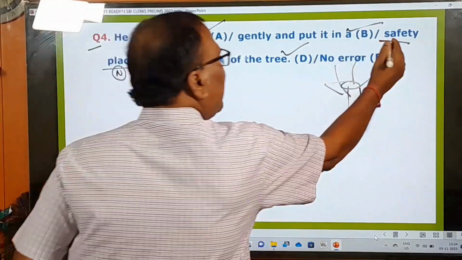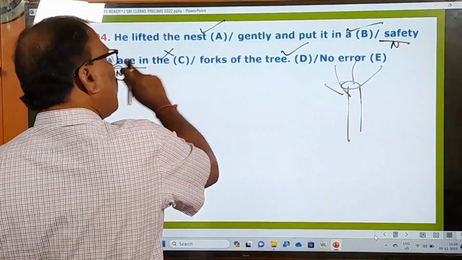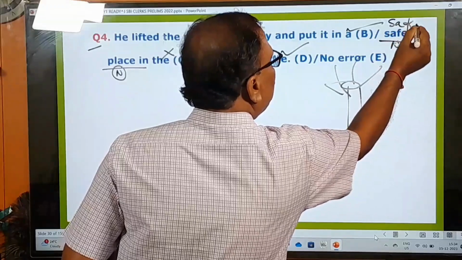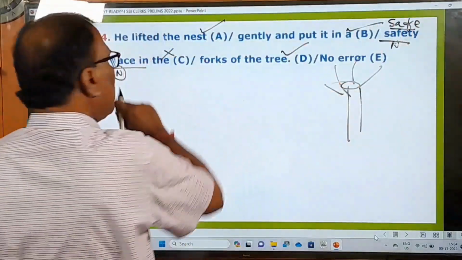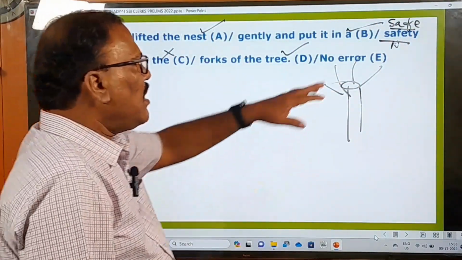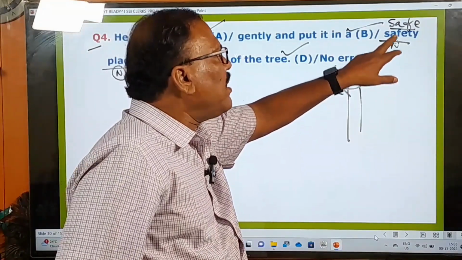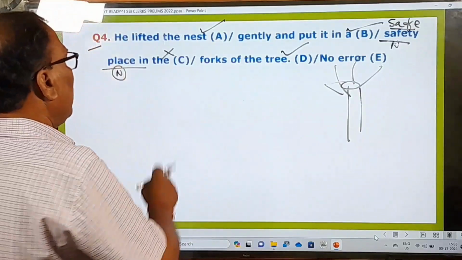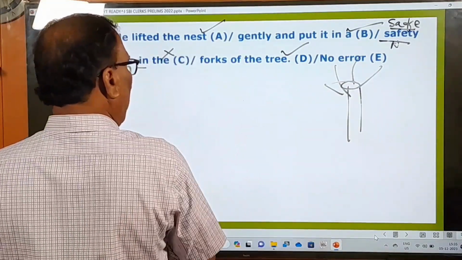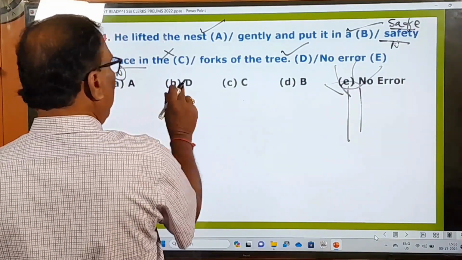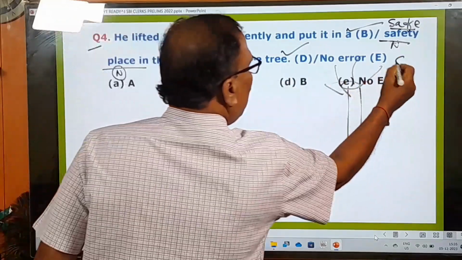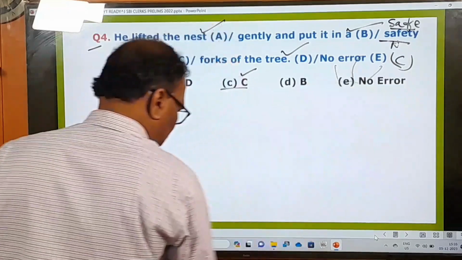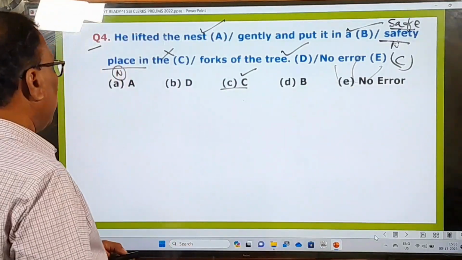So here safety is a noun and place is a noun. Safety place you cannot say. You have to say safe place. You have to use an adjective to describe a noun. What is the adjective form of safety? Safe. So safe place is correct, but not safety place. That's why this C part has a grammatical error. The answer choice is C. C is the right answer for you. And now let's go to the last question under this category.